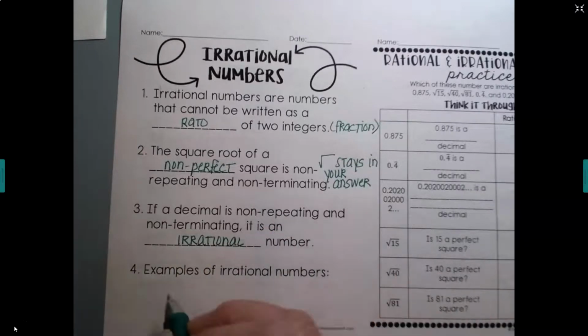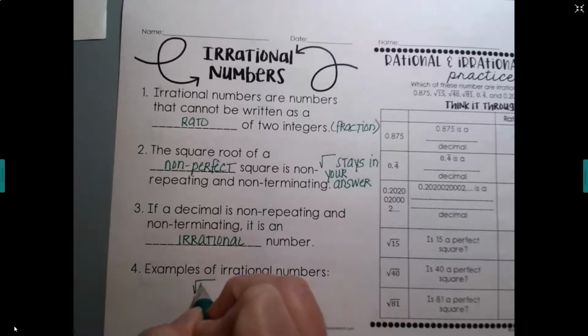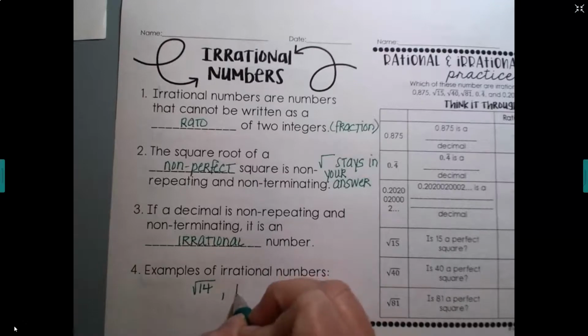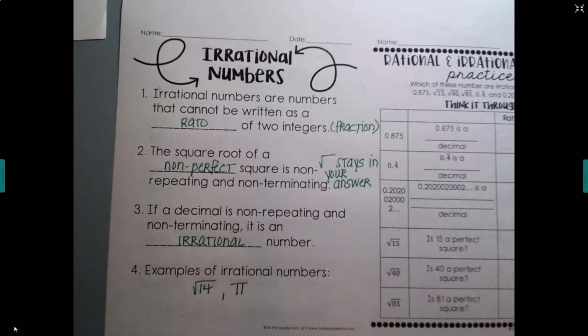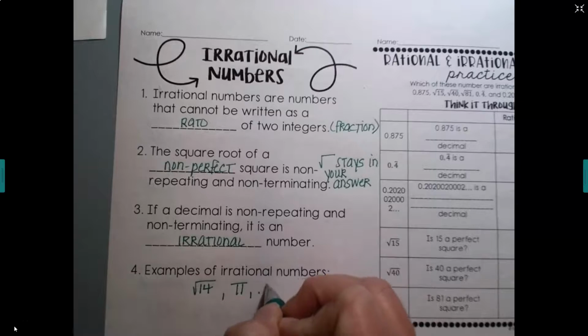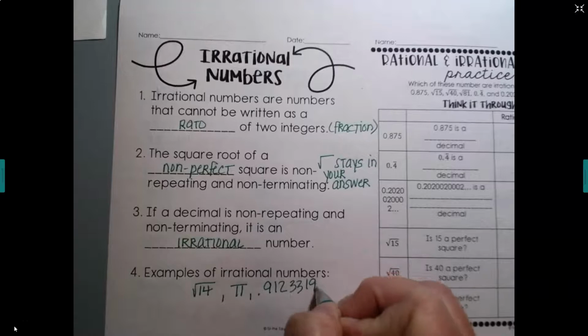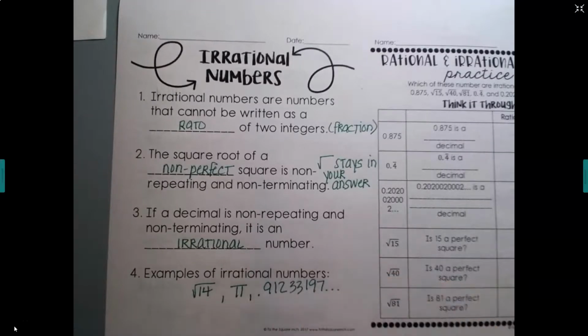So let me give you a couple of examples. The square root of 14. Pretty soon we're going to be practicing with these. That's not a perfect square, so when you simplify it down, the radical will remain in it. Pi is an irrational number. It has no pattern and goes on forever and ever and ever, so it's non-repeating, non-terminating. 0.91233197, and so on. It just goes on and on. That's a non-terminating, non-repeating decimal, so that's going to be irrational.